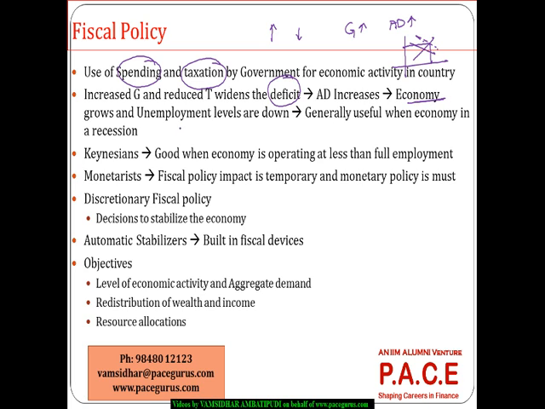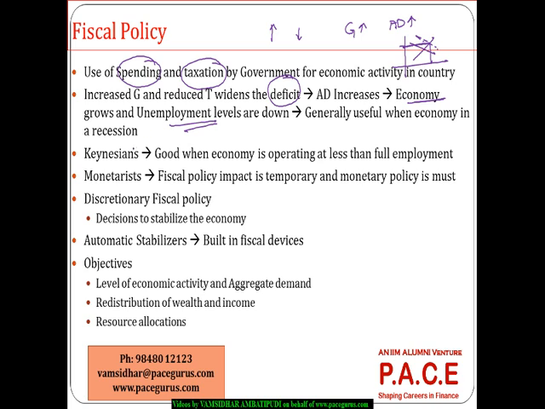So the economy is growing, and the unemployment levels are coming down because the employment levels are going up. It is a very important tool, especially when the economy is working below full employment. But if it is already operating at a full employment level, it just results in the prices going up. So in some cases it may not be a good tool, but if the economy is operating below the full employment level, it is probably a very powerful tool which can bring back the employment levels.